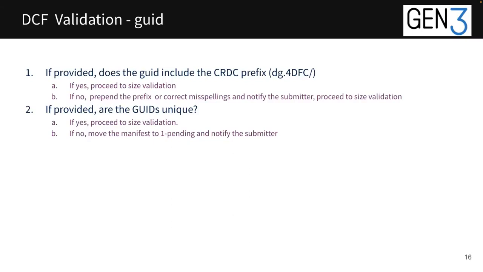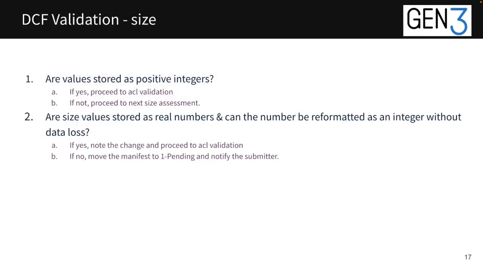If provided, are the GUIDs unique? If they are, we proceed to size validation. If they are not, we move the manifest to pending and notify the submitter. Next, we validate the size field. Are values stored as positive integers? If yes, we proceed to ACL validation. If not, we'll proceed to the next size assessment.